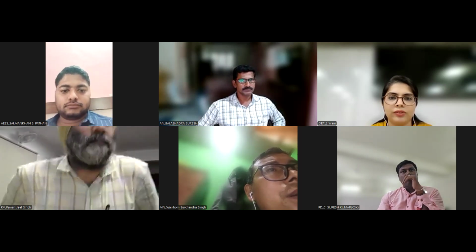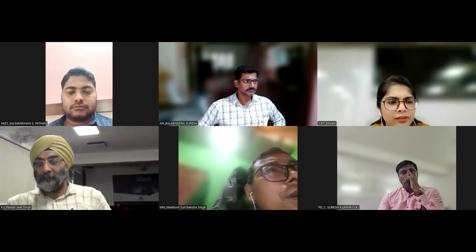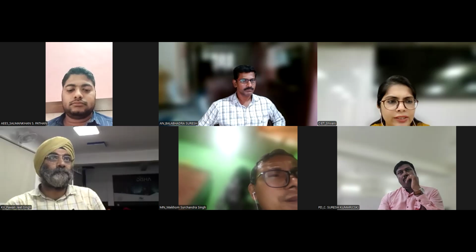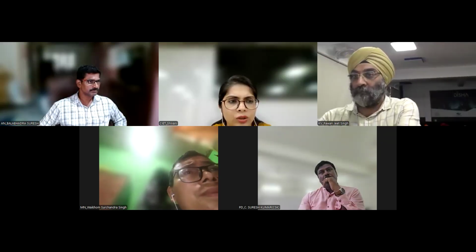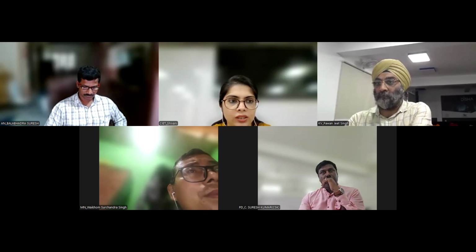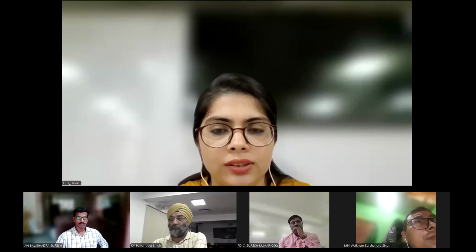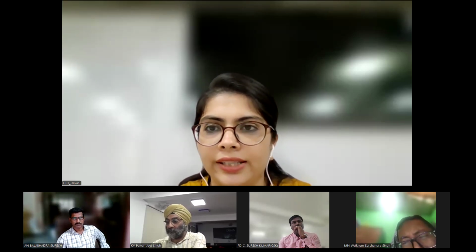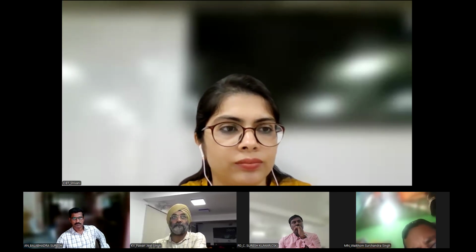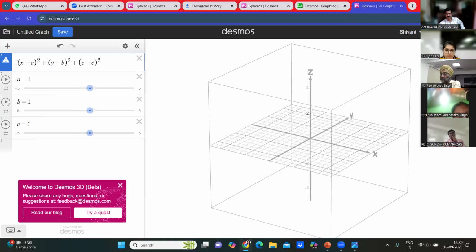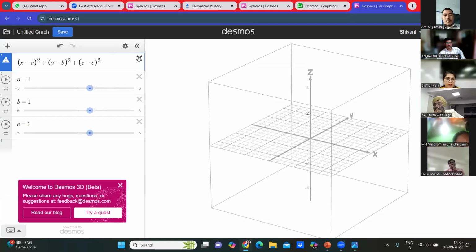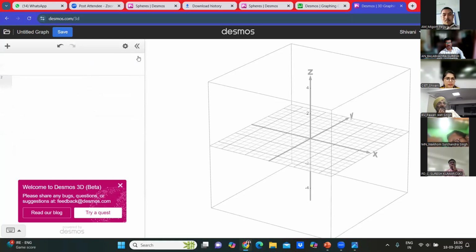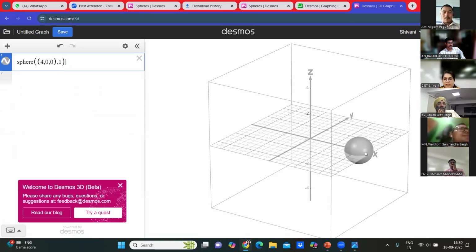So this is another type of example where you have to write sphere, and then these three are the coordinates of the center, and this one represents the radius. You can do it in this way also. Now this is the sphere where the center is at 4, 0 and 1 and the radius is 1.